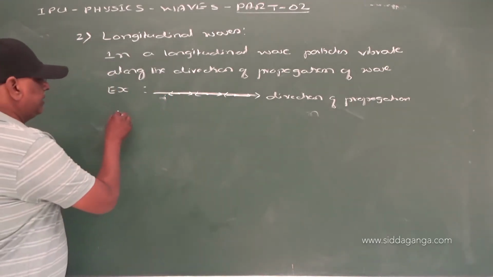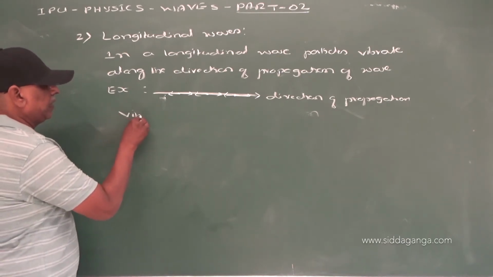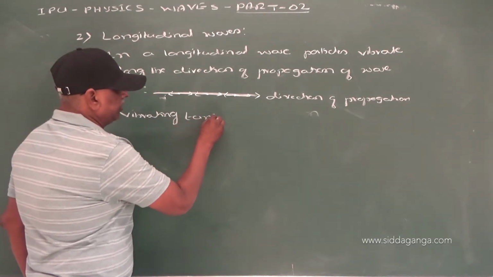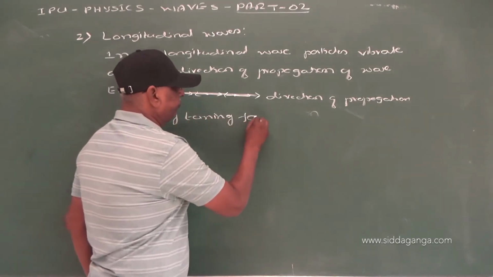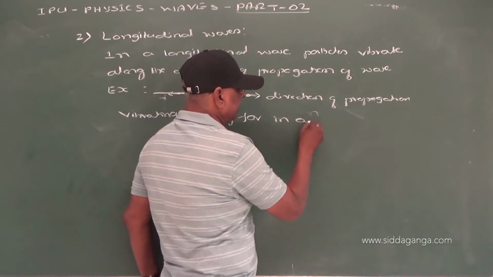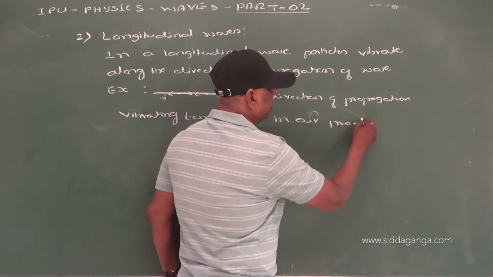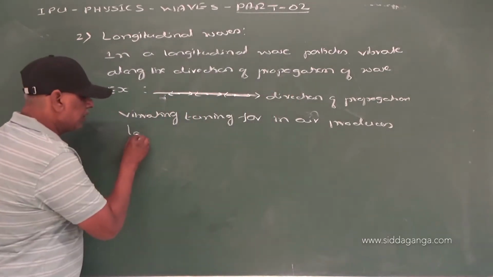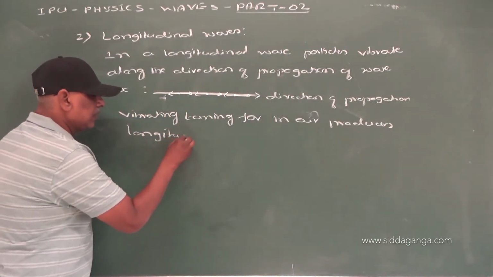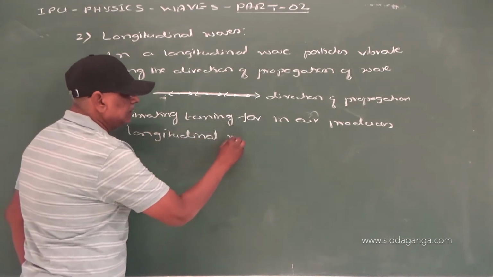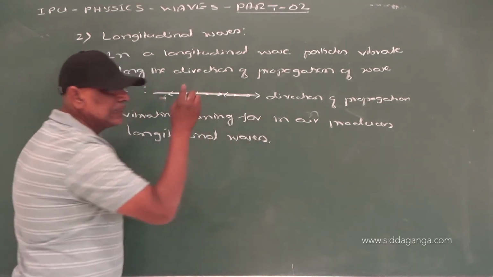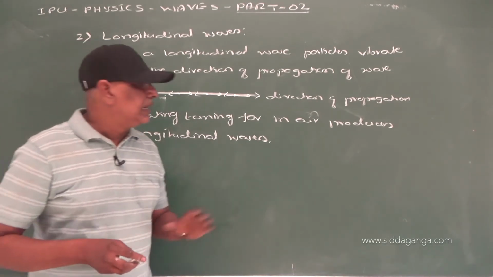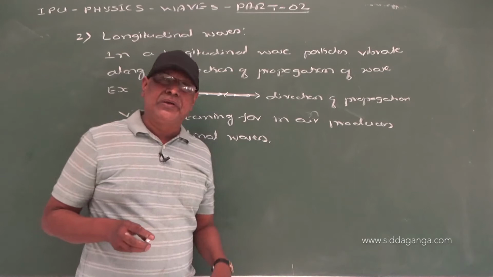Now take a vibrating tuning fork in air. It produces longitudinal waves. So a vibrating tuning fork held in air produces longitudinal waves.